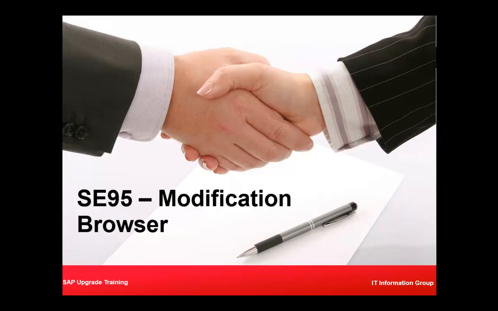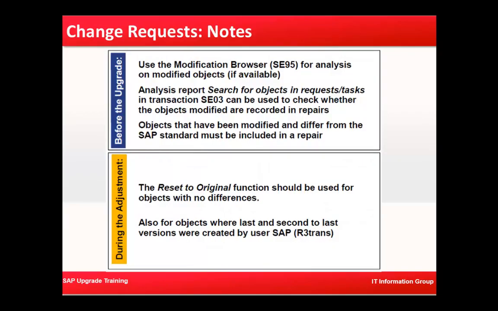So how do you modify, or how do you take care of your SPDD SPAU transport? Basically there is a T code called SE95. Using SE95 we do all the adjustments. Before the upgrade, use the modification browser, that is SE95, for analysis on modified objects.